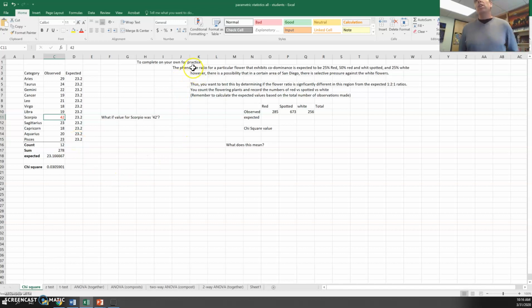So what I'm going to have you do here, you can read through this. This is what you're going to do on your own. We're looking at red, spotted, white. We would expect a 1 to 2 to 1 ratio of these, because there should be 25%, 50%, 25%. And we are trying to see if there is something in San Diego that's causing selective pressure against the white flowers. So in other words, you need to create the expected, and think that through. When you have the expected, are our observed values close enough to expected to say that this is just random variation? Or is there indeed something to tell us that the observed is different from our expected, and therefore maybe there is something selecting against white?